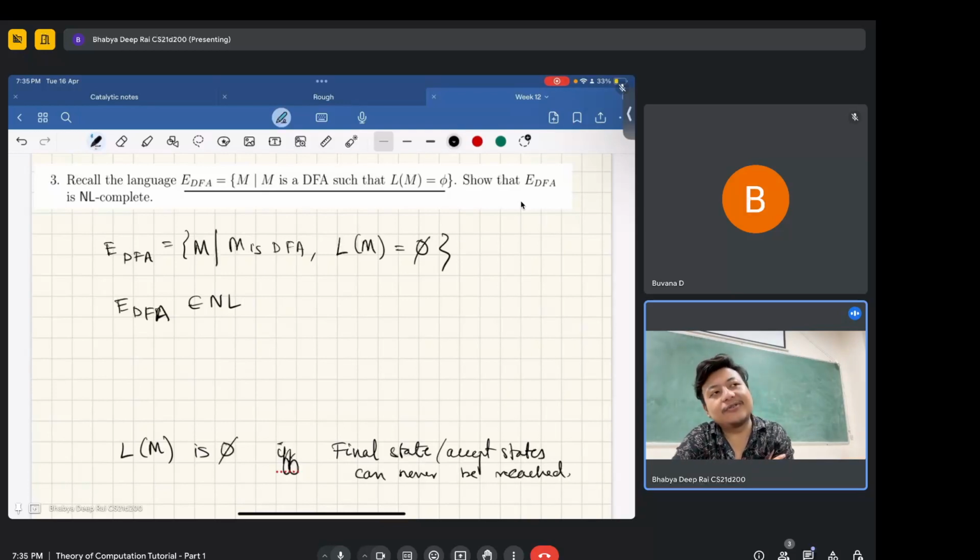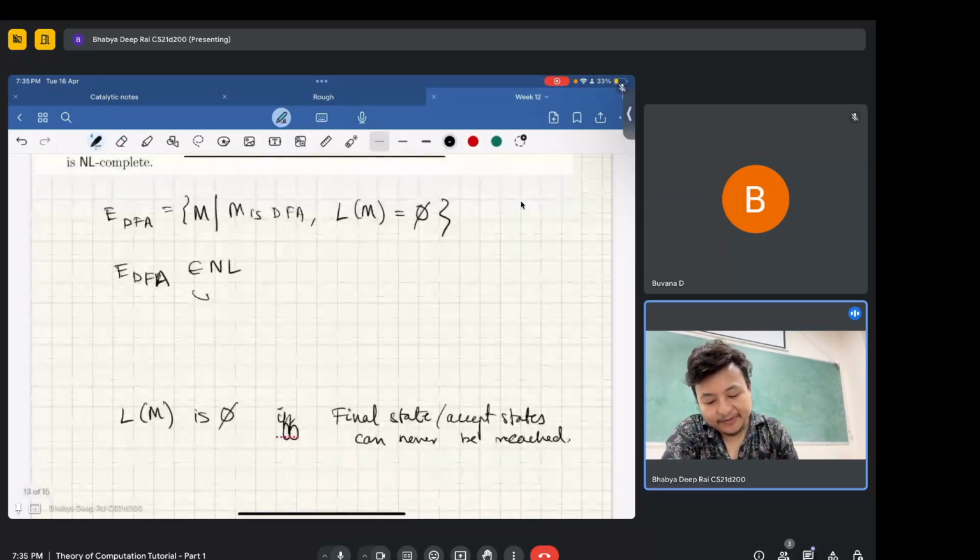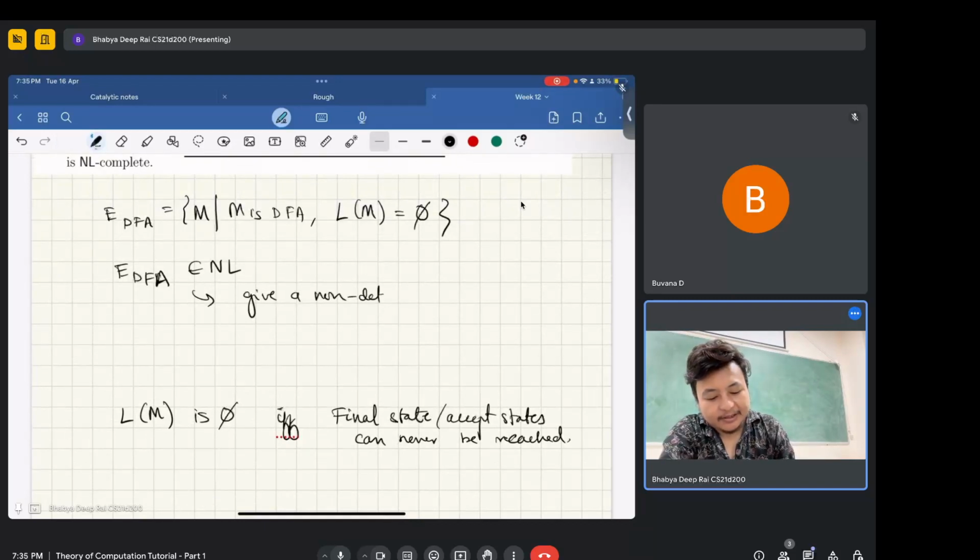So there are two ways to do it. I'm thinking whether to do the verifier definition or the non-deterministic definition. I will not do the verifier definition. I'll do the non-deterministic definition. So how will I prove this? I can give a non-deterministic Turing machine as follows.